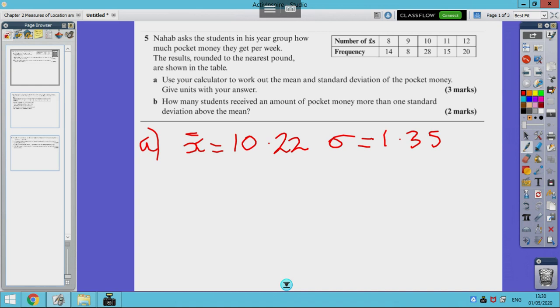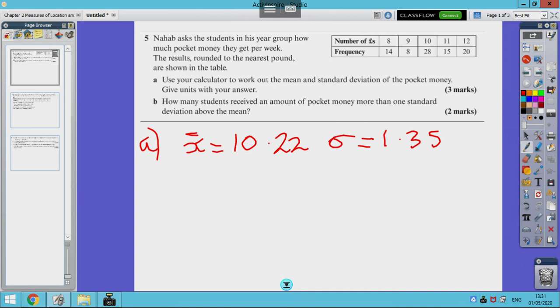Now part B is the confusing bit because there aren't any clear examples on this. How many students received an amount of pocket money more than one standard deviation above the mean? You need to use interpolation for this, but you're actually using the inverse of interpolation. Instead of finding a measure of location like the median or a percentile or a quartile, you've already got that, because it's asking you for more than one standard deviation above the mean. So that's your location, and you're trying to find the number.